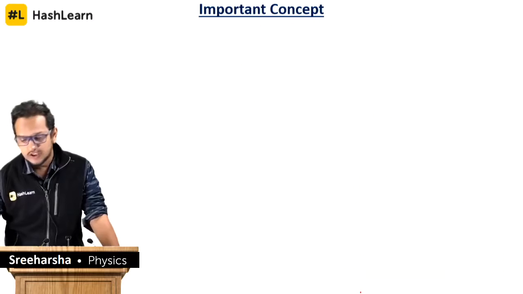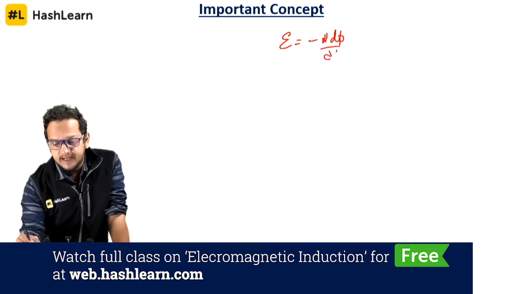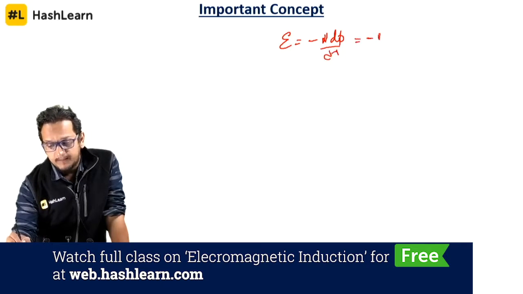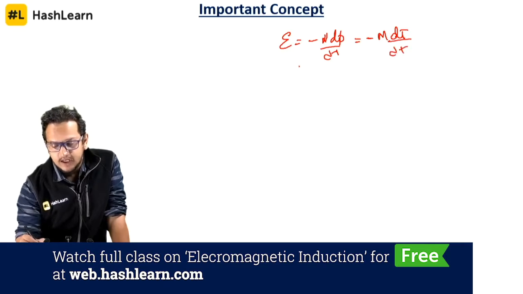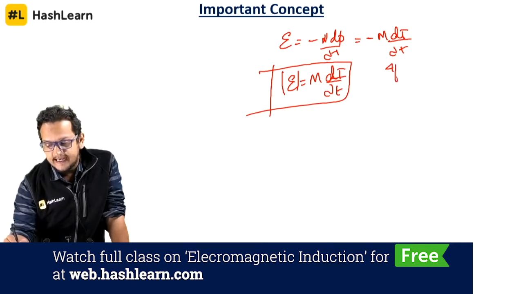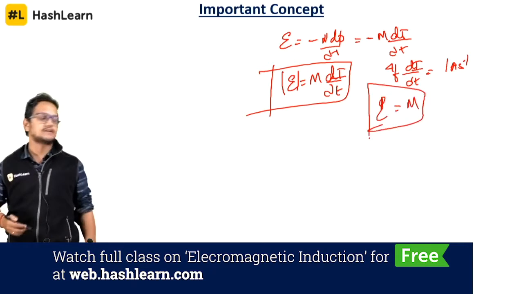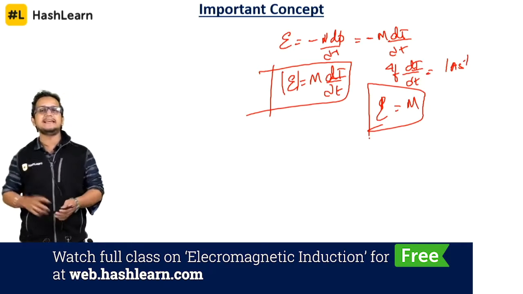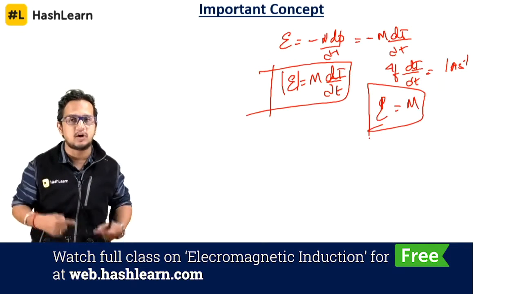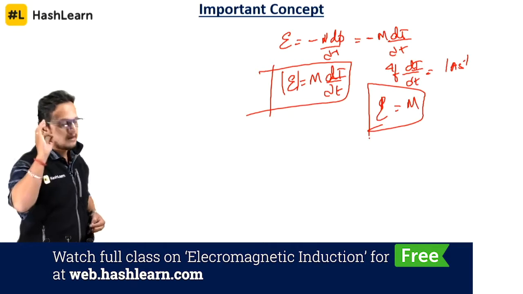Now we have the expression for induced EMF, which is equal to minus N times d phi by dt, which is equal to minus M times di by dt, or the magnitude of the induced EMF is equal to M times di by dt. So if di by dt is equal to 1 ampere per second, then the induced EMF is equal to the mutual inductance. The mutual inductance is numerically equal to the induced EMF in the secondary coil when there is a change in the current in the primary coil at the rate of 1 ampere per second.